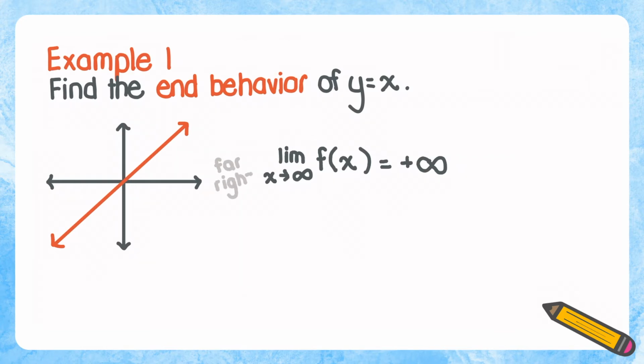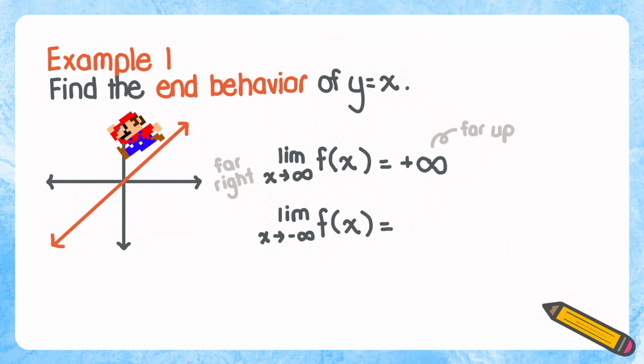So make sure you're distinguishing these infinities. X approaches infinity talks about going far right, whereas this limit, the end behavior, talks about going far up. And then we have to look at the other end. So what is the limit of f of x as x approaches negative infinity? So what's the y value as x goes to the far left? So what happens as Mario starts going to the far left?